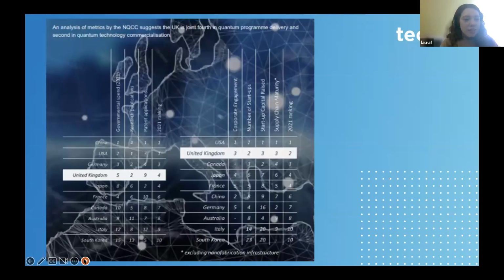So if you go to the next slide, what that actually means is that the UK is fourth for quantum program delivery in the world. But what is also crucial is that we're actually second for commercialization of quantum technologies.